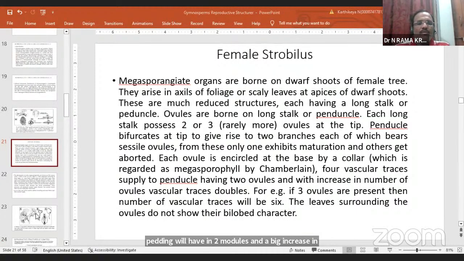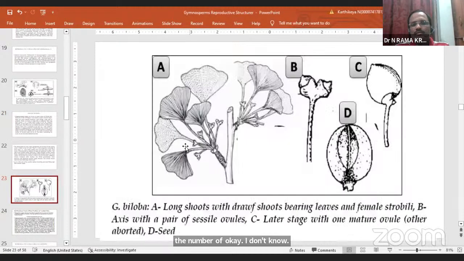Now you see here, I am showing the female reproductive organs. This one is a leaf-like structure. Here, a long shoot with dwarf shoots bearing the leaves and female strobili. Just below here, we are looking at the female strobili, with pairs of sessile ovules, and a later stage with mature ovules.